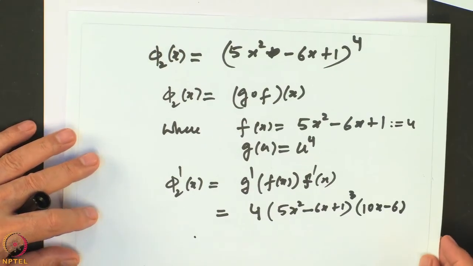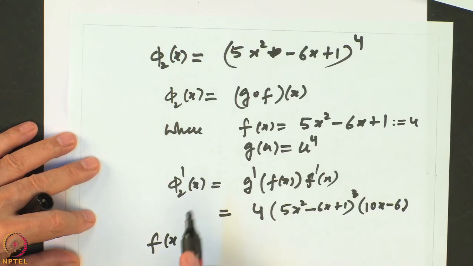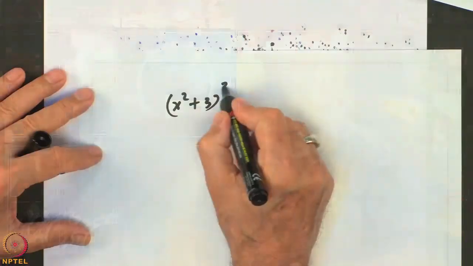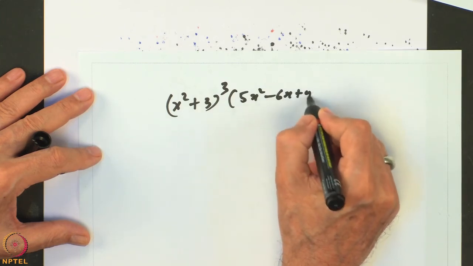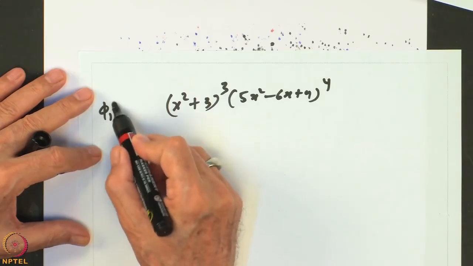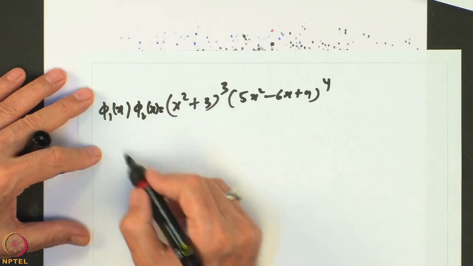So we can now write down the derivative of f of x, which was my original function. I can write down now the derivative of the original function, which is (x square plus 3) cube (5x square minus 6x plus 1) to the power 4. We call this phi 1 of x into phi 2 of x. So what is the derivative of this?